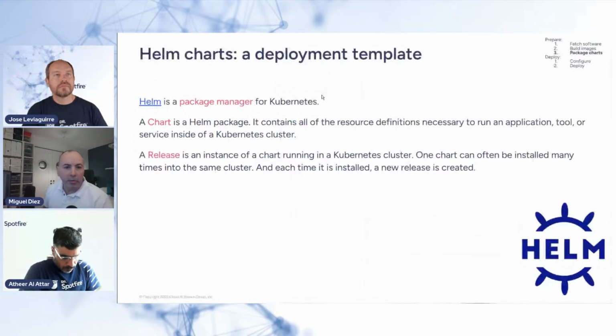But before doing that, I would like to refresh what a Helm chart is. Helm is a package manager, right? And a chart is a Helm package. It contains all the resource definitions necessary to deploy an application in Kubernetes. A chart release is an instance of that Helm chart running in a Kubernetes cluster. I would typically install the same chart many times on the same cluster using different release names, and each time it is installed, a new release is created.